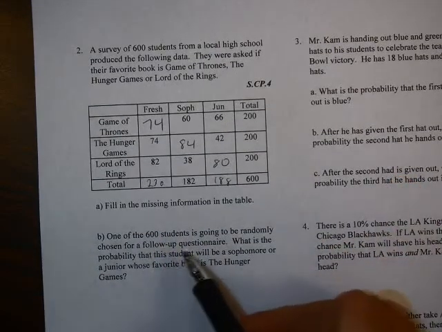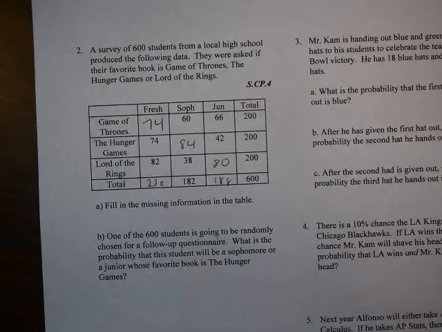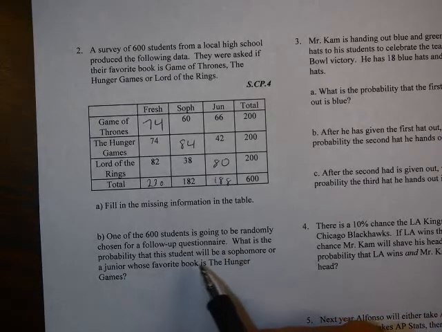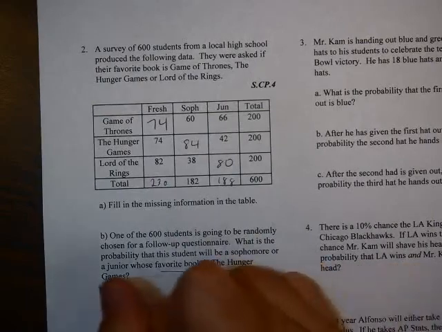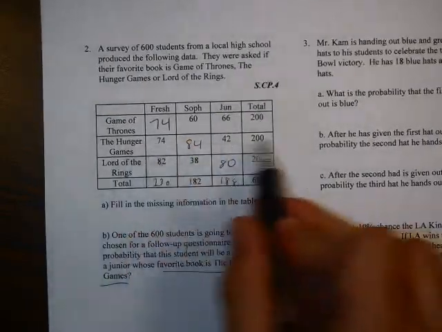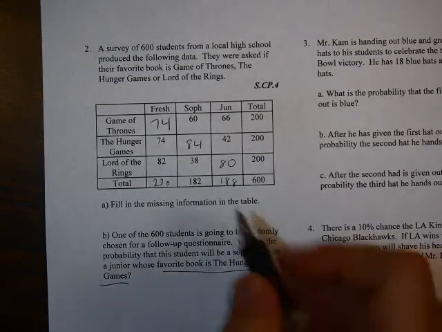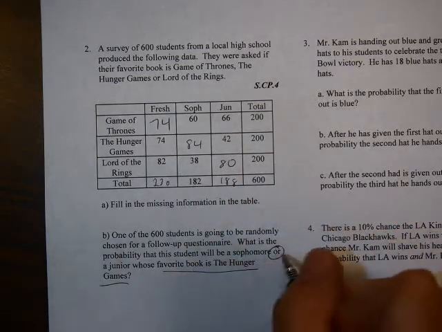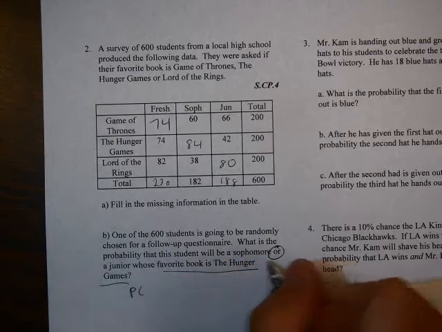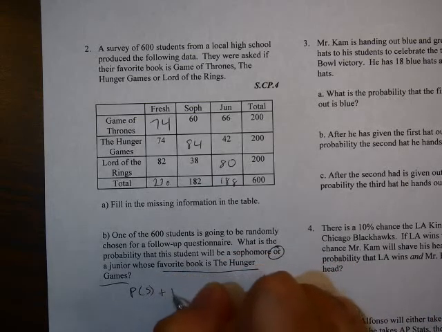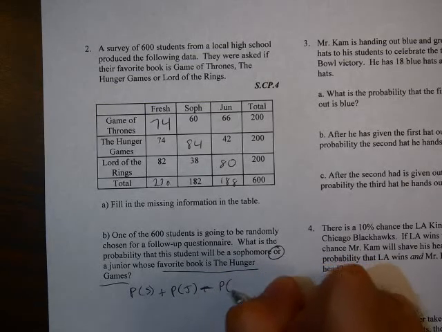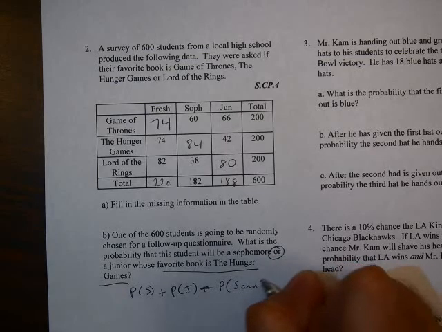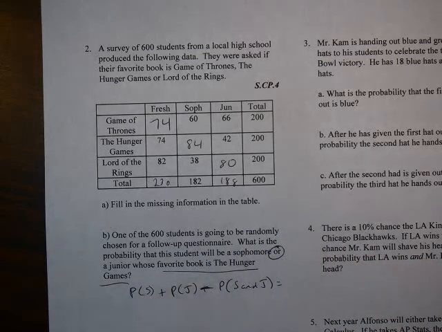Part B, one of the 600 students is going to be randomly chosen for a follow-up questionnaire. What is the probability that the student will be a sophomore or a junior whose favorite book is The Hunger Games? So notice when they say the favorite book is the Hunger Games, that means we are only looking at this section of the table. Now it is saying or, it is an or probability. So we're going to find first the probability that we have a sophomore plus the probability of having a junior plus, or sorry, subtract the overlap. In other words, people who are both sophomores and juniors. That's the or probability equation.